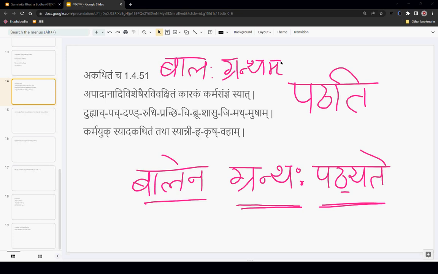Why is it karanakarakam? I think it's Kartrikarakam, Mahoday. And in the first one, balah grantham patati, there the karakam of the bala pada is Kartrikarakam. Balena is also kartrikarakam. Only the prayoga is changing. One is kartari prayoga, one is karmani prayoga.